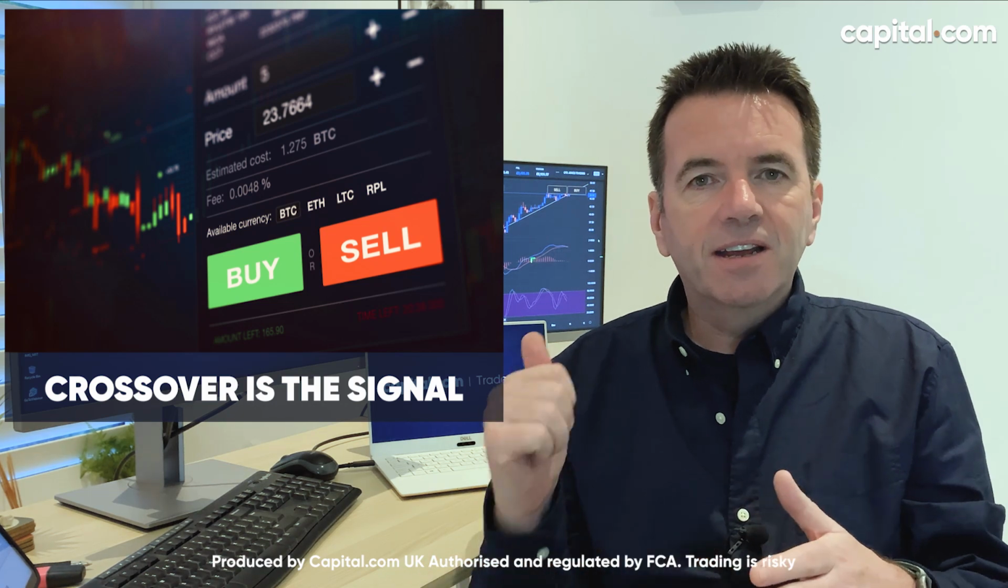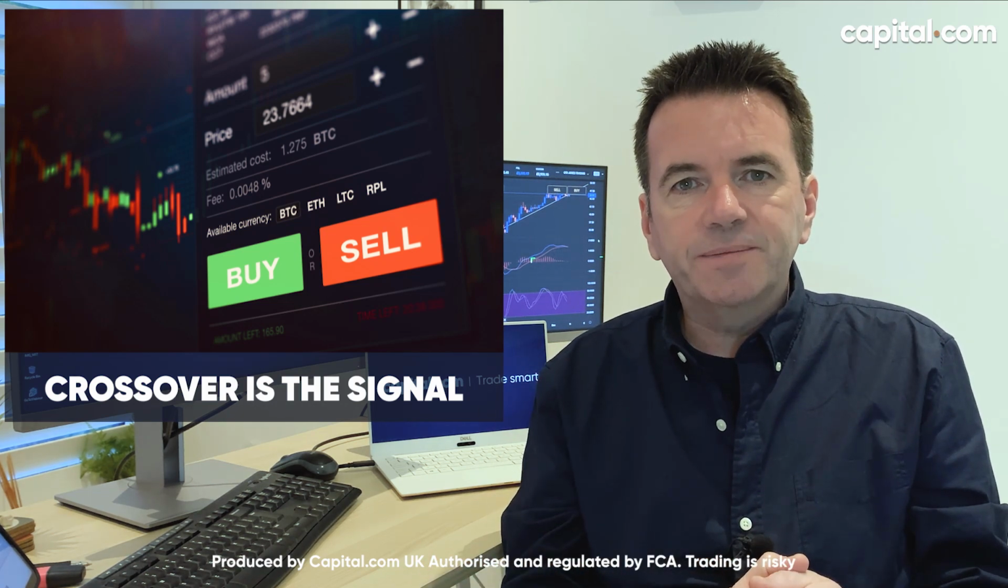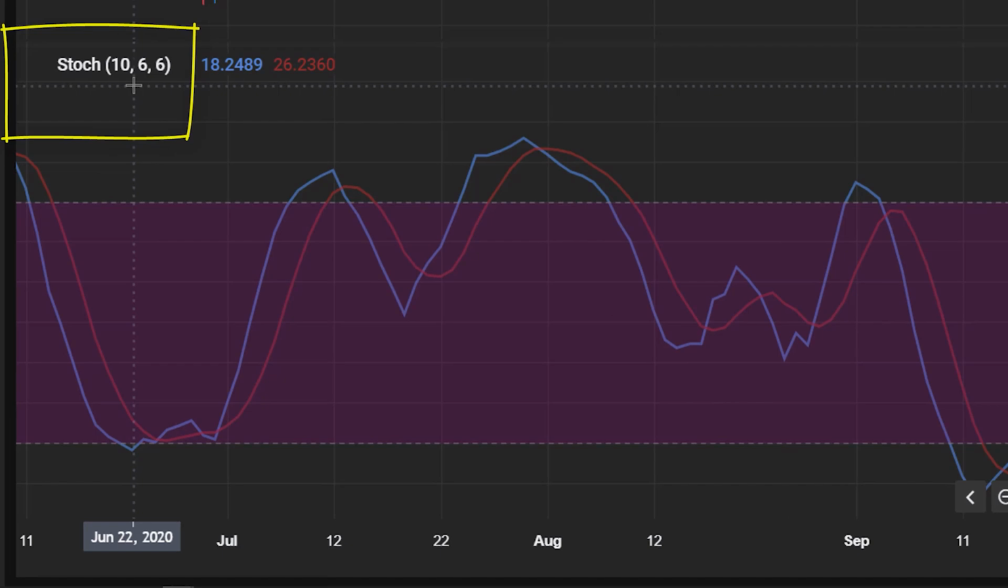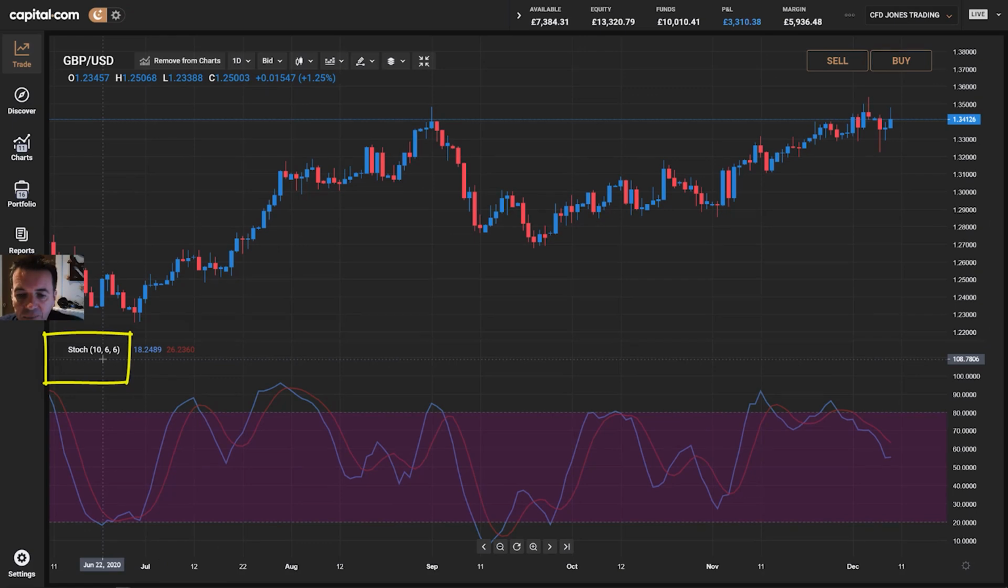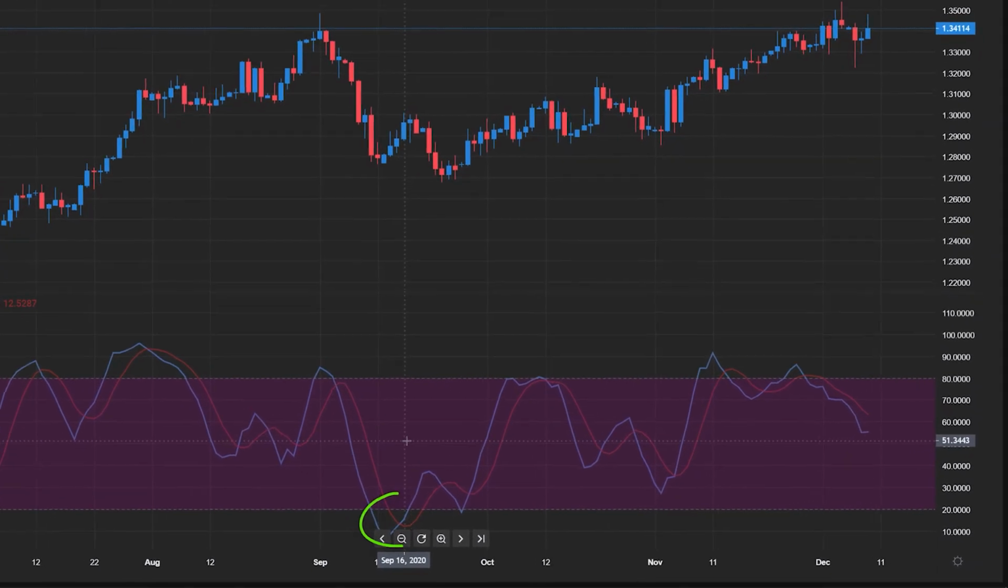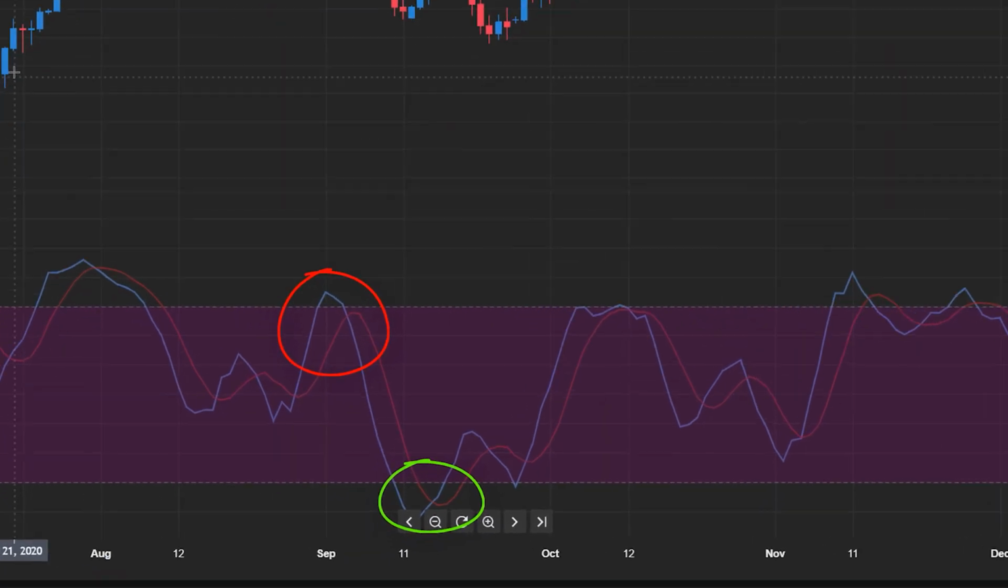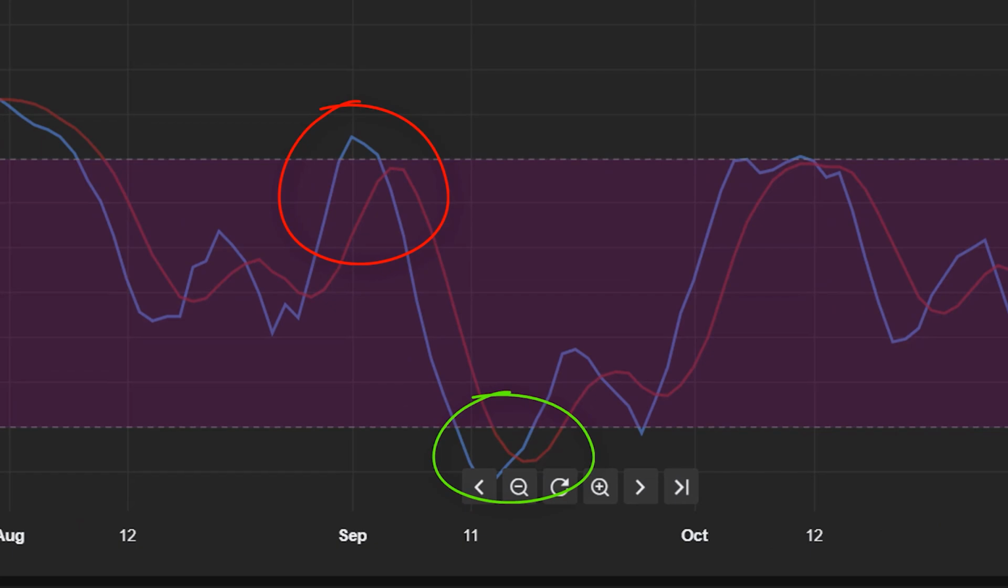So that's the theory. Let's take a look in the real world. So here's the stochastic on pound against the dollar. We'll look at a couple of different markets while we're going through this. I have mine set up for 10, 6, 6. It's a 10-day stochastic. 5, 3, 3 is also a popular combination. And you can see both of the lines here generating, for example, a buy signal down here, a sell signal up here at the top. So these two lines crossing over, generating these various buy and sell signals.